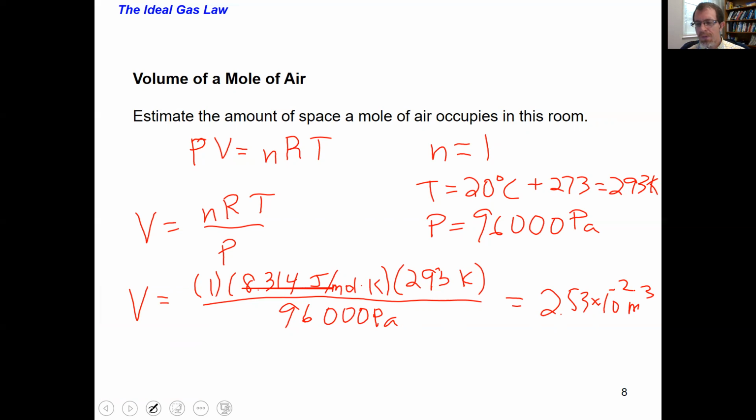I don't have a good feeling for how much space that is. That's equivalent to a box, basically a cube, that's about a foot by a foot by a foot. So that's about how much space a mole of air takes up, given a temperature of 293 Kelvin and a pressure of 96,000 pascals. All right, that does it for this one.